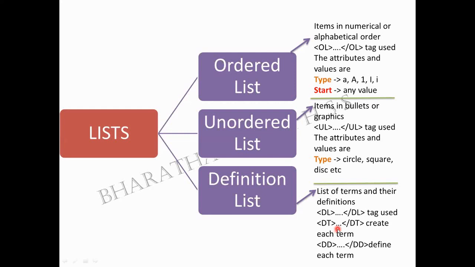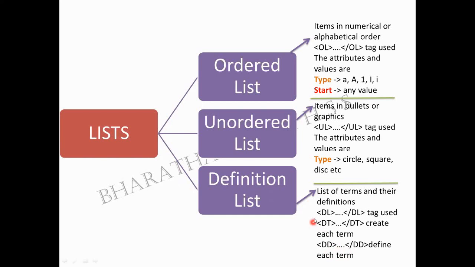For whichever definition you are going to create, you have to define that term. In Fleming's rule, you have your thumb finger, your forefinger and your middle finger, right? About these three fingers, you have to write the rule in a perfect way. That term definition will be written with the help of your DD tag.